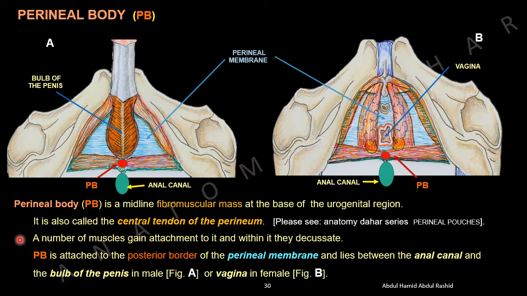A number of muscles gain attachment to it, and within it they decussate. The perineal body is attached to the posterior border of the perineal membrane and lies between the anal canal and the bulb of the penis in the male, and between the anal canal and the vagina in the case of the female.